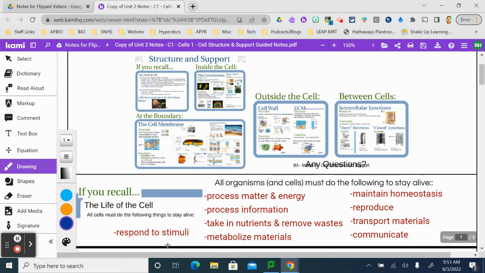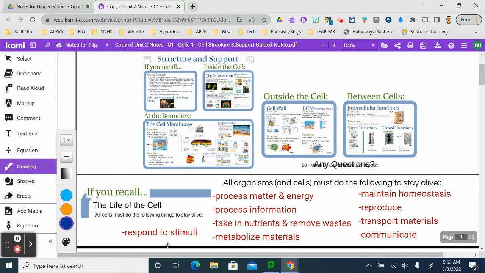So first, when we talk about life, we have these things called the characteristics of life, things that all living things have to be able to do. And you'll see I've listed several there. Process matter and energy, process information, take in nutrients and remove waste, metabolize materials, respond to stimuli, maintain homeostasis, reproduce, transport materials, communicate. Living things must be able to do these things in order to survive.